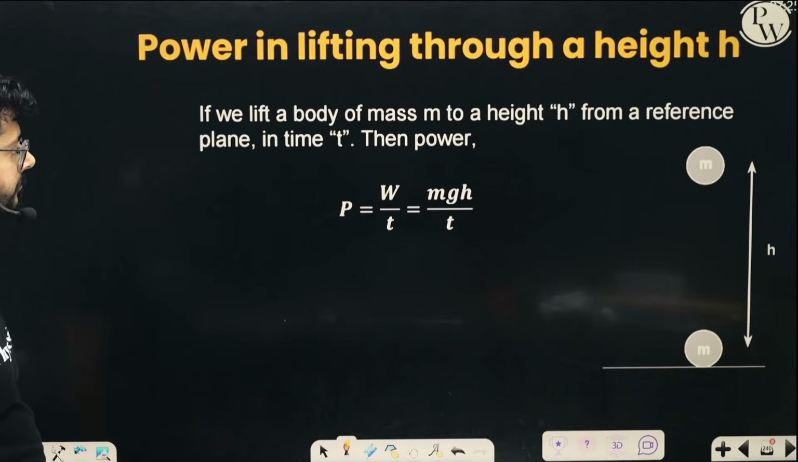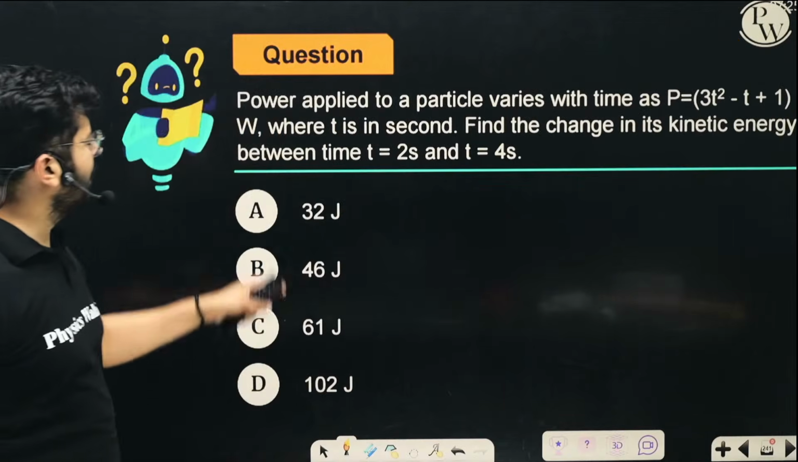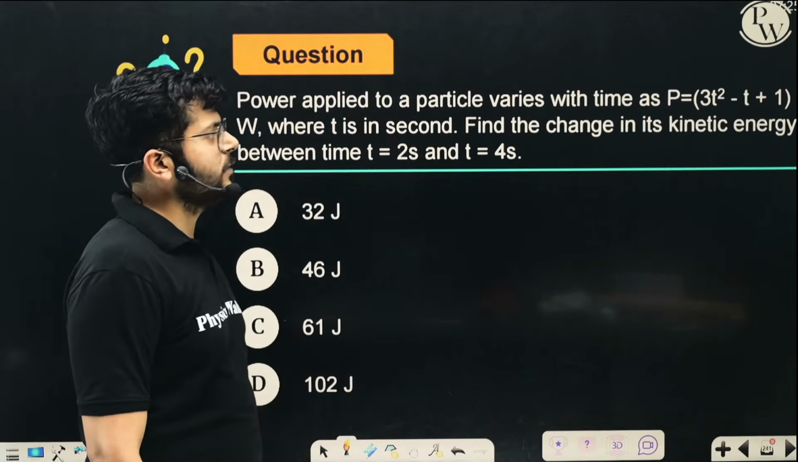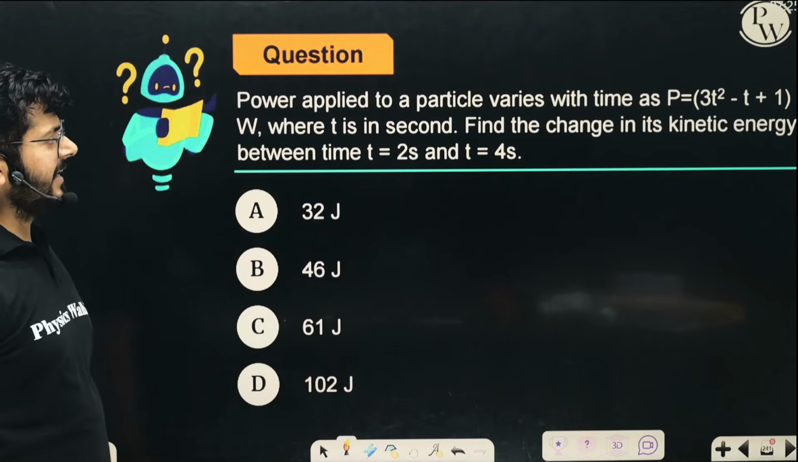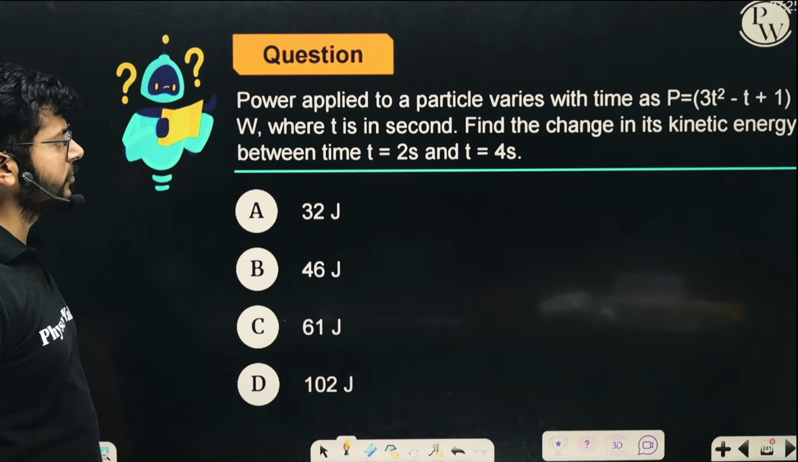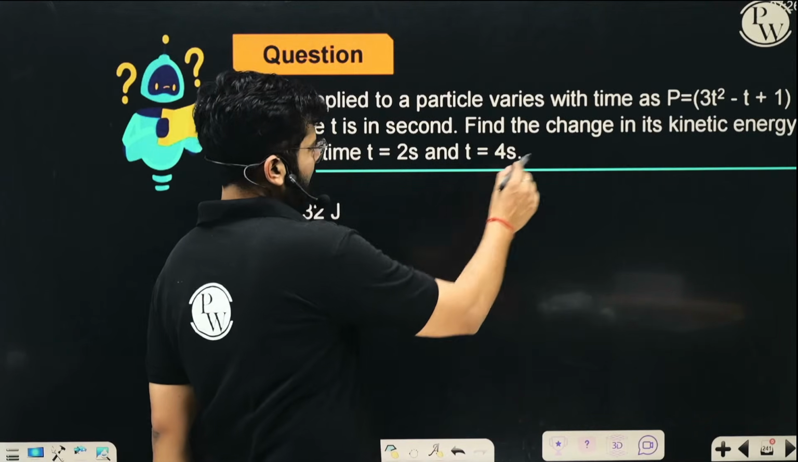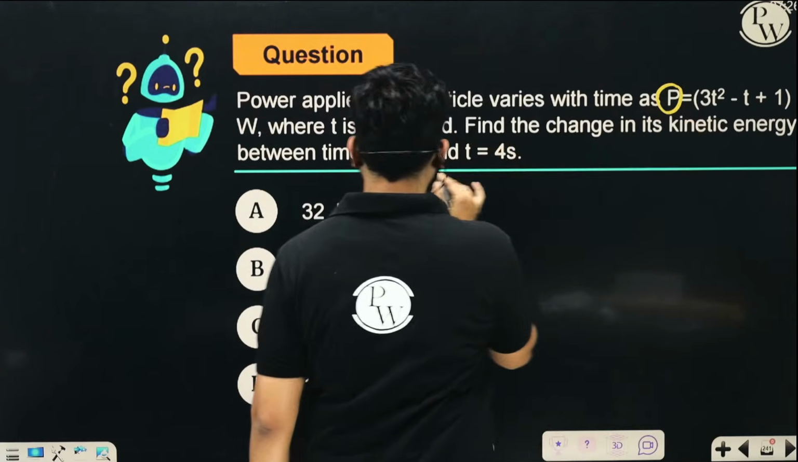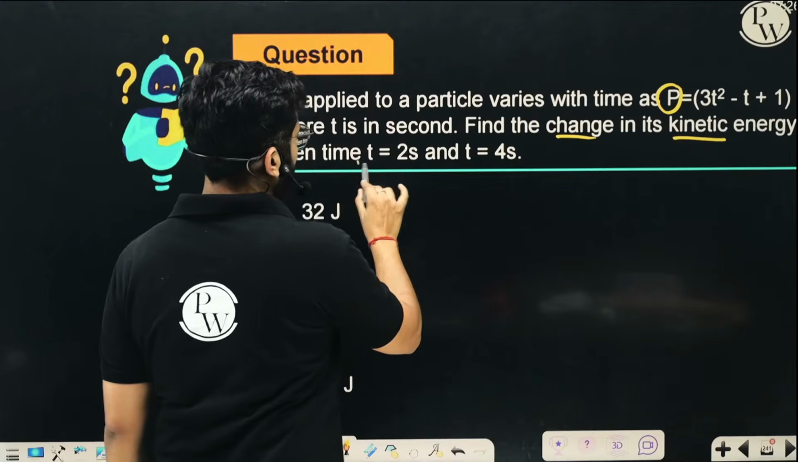All right. So power is W upon t, mgh upon t. Look at that. Power applied to a particle varies with this relation: P equals 3t square minus t plus 1, where t is in second. Find the change in the kinetic energy between 2 seconds and 4 seconds. So power is given. And with the help of this expression, we have to calculate the change in kinetic energy.